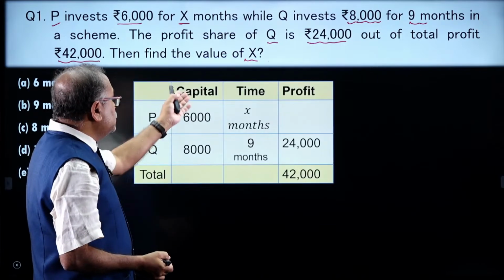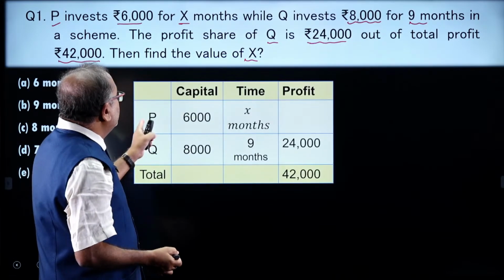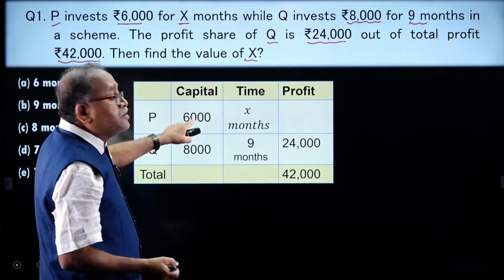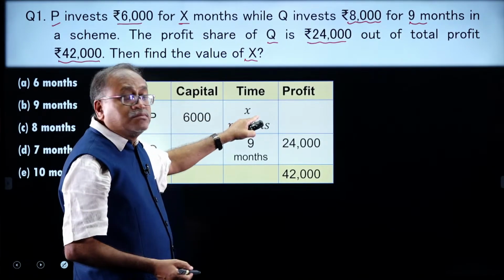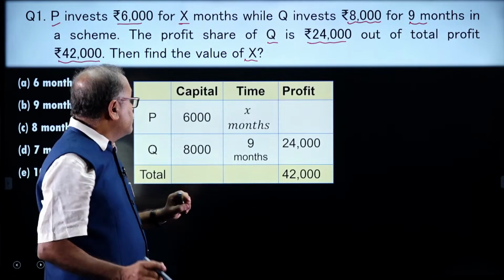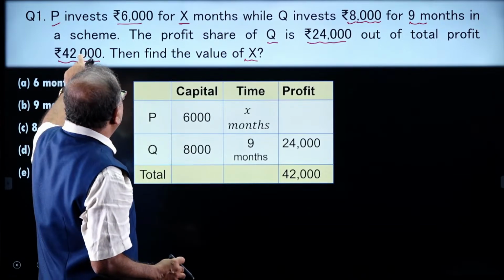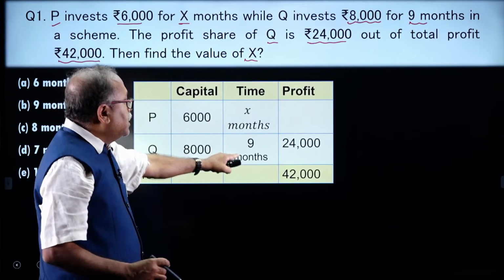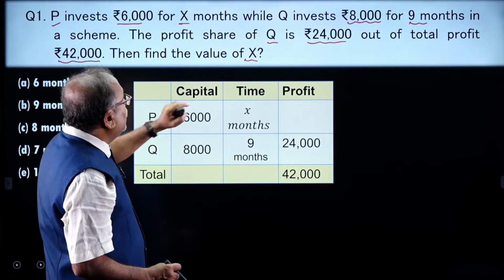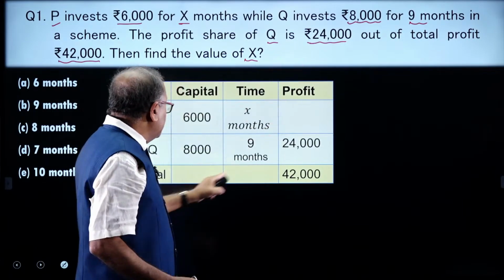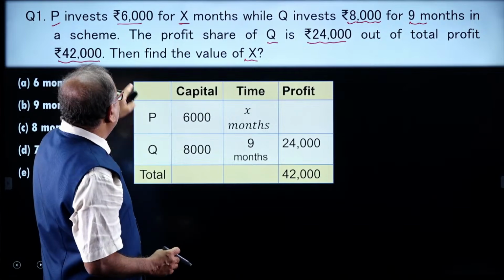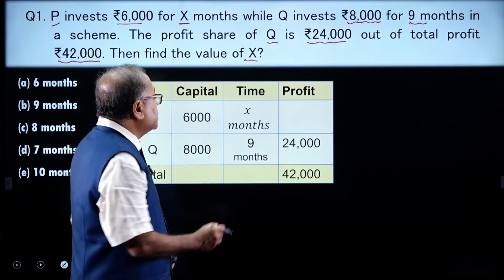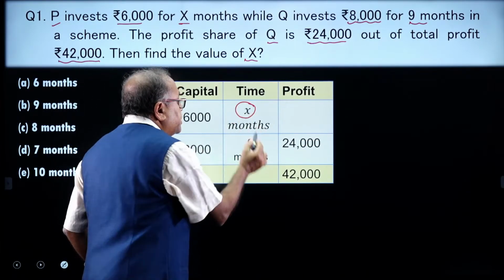So this is the information we have. P's capital is given to us and the time of investment is X months. I don't know what the profit is. Q's investment is 8,000 and the period is 9 months. And his profit is 24,000 out of the total profit 42,000. What is the question asked? What is the value of X? I need to find out this time.